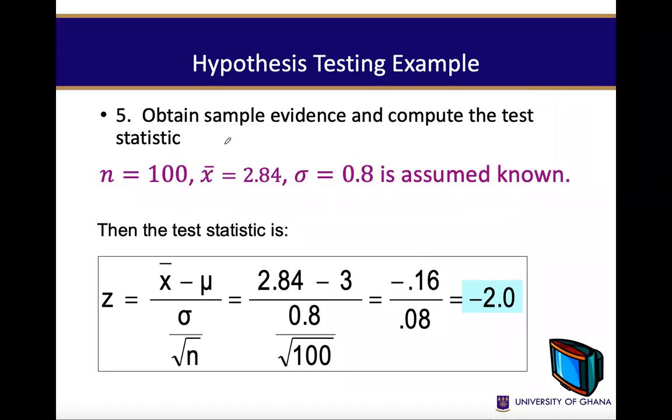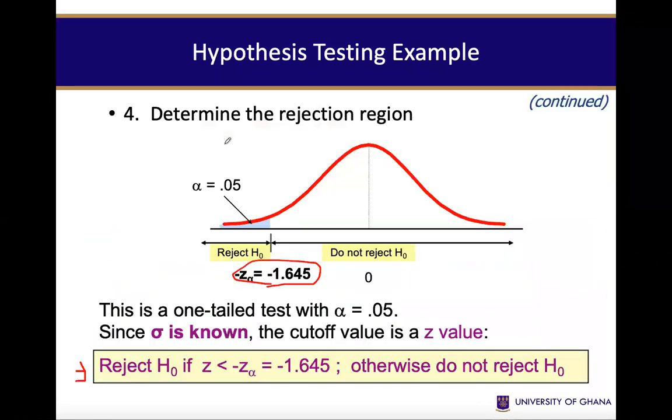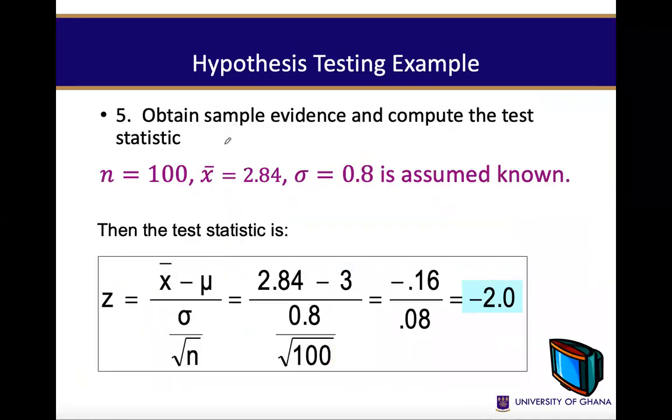What's the sample size? 100. What is the sample mean? 2.84. And the population standard deviation is 0.8. So we can now find the test statistic. In some books, they call the test statistic T, big T. Either way, it's the same thing.